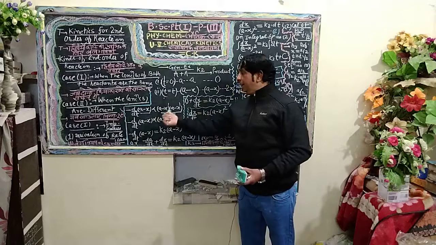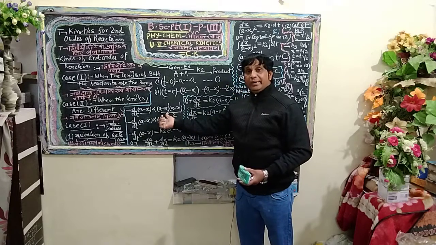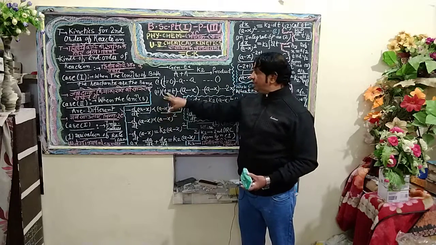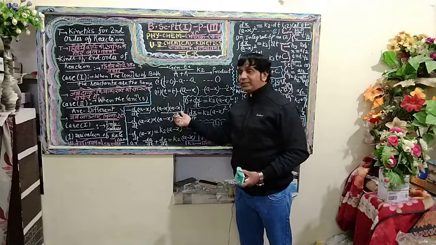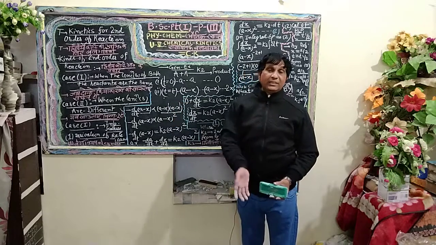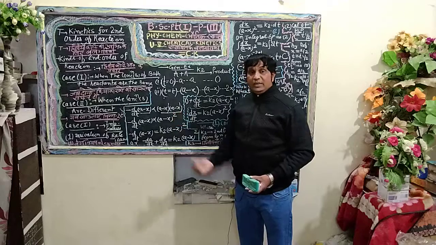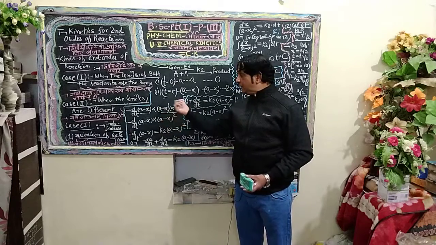For first order reaction you have to write a single concentration at time t. For second order reaction you have to write double concentration. Here I am using A minus X to the power 1, A minus X to the power 1.